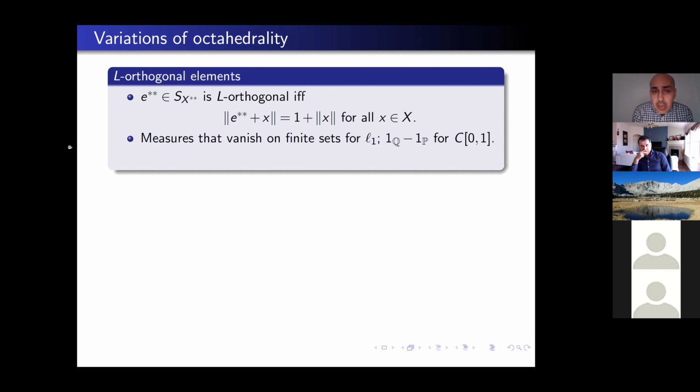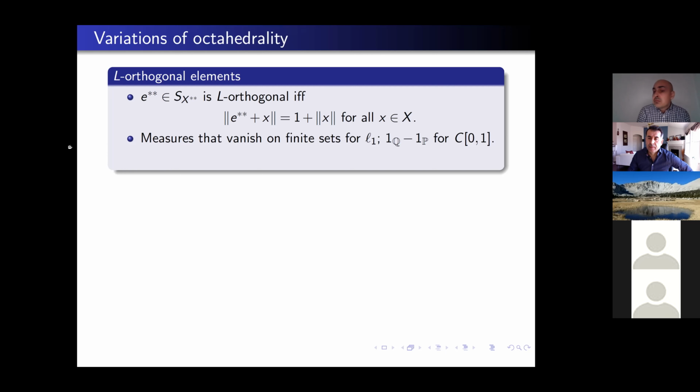Examples of such elements: if you think of little ℓ1, the dual of little ℓ1 is L infinity, and the bidual consists of all the finitely additive measures on the natural numbers. And those elements of the bidual of ℓ1 that are L-orthogonal are precisely, as the name indicates, those orthogonal to the measures that belong to ℓ1, the measures given by putting some weight on each natural number. So the L-orthogonal elements in the bidual of little ℓ1 are the finitely additive measures on the natural numbers that vanish on finite sets.